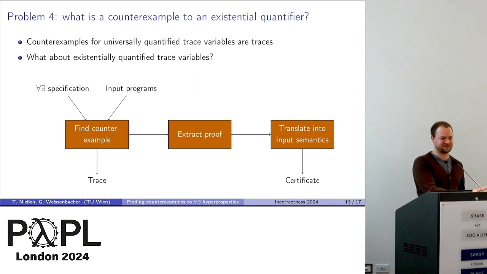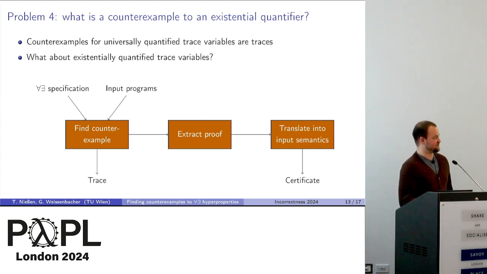So now we need to retranslate that proof to the original input semantic. And this is also work in progress. We don't have much here to show yet. But we can give you the trace, but the certificate is actually quite difficult to achieve.